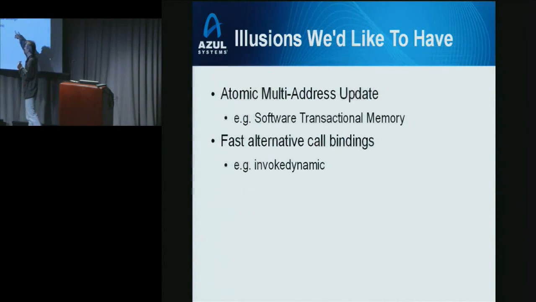And then fast alternate call bindings, this is invokedynamic. JRuby has different call semantics than Java does, and invokevirtual doesn't do the right thing. So you want to do some sort of different thing there, but you still want it to be as efficient as an invokevirtual, which in the end turns into an inline cache kind of thing. That's what invokedynamic is about. It's not here yet, but it's probably coming.